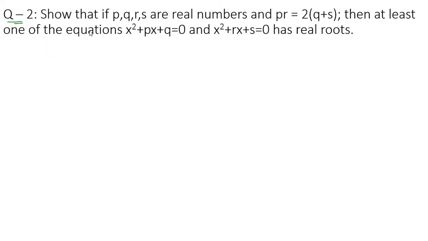Question 2. Show that if p, q, r, s are real numbers and pr is equal to 2 into q plus s, then at least one of the equations x square plus px plus q is equal to 0 and x square plus rx plus s is equal to 0 has real roots. So how do we solve this problem?